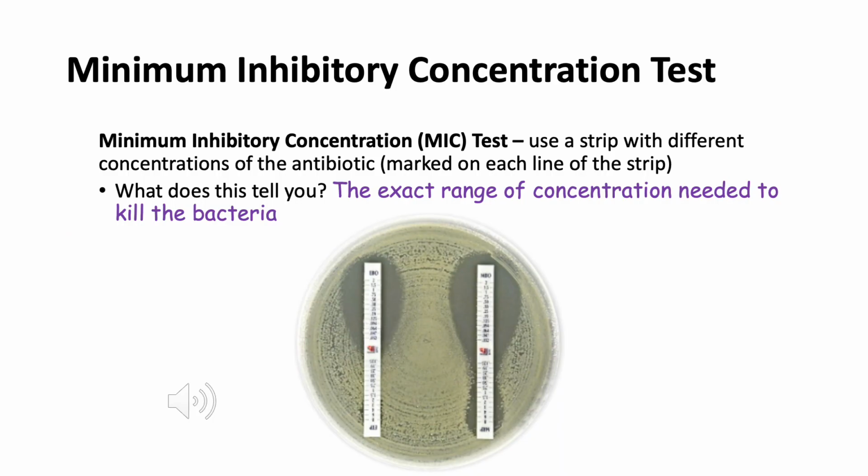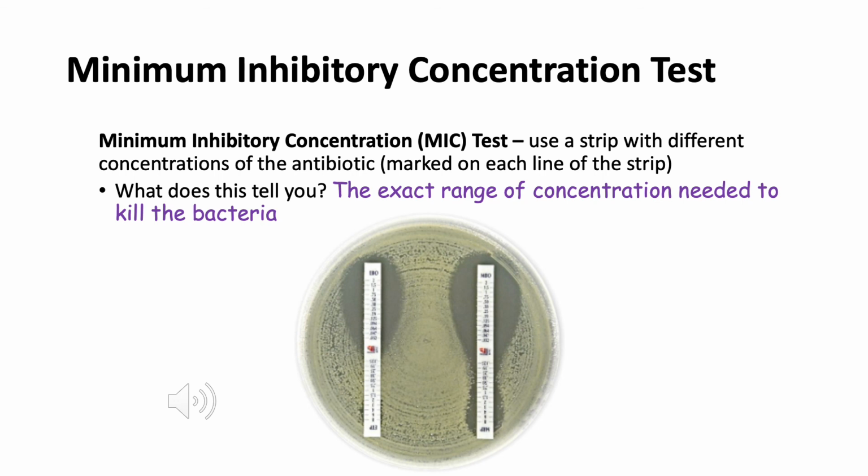And to give you a little bit more information about the effectiveness of the antibiotic and the concentration at which it's effective, you can do another test called the minimum inhibitory concentration test. And that uses a strip with different concentrations of the antibiotic. As you can see in the picture, the different concentrations of the antibiotic are marked on each line of the strip. So what does that tell you?